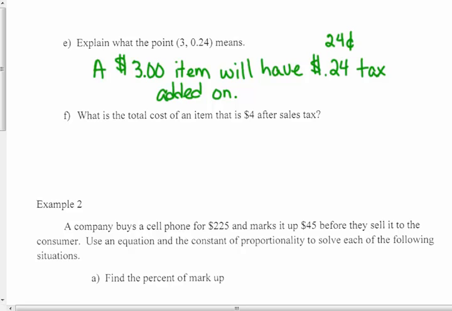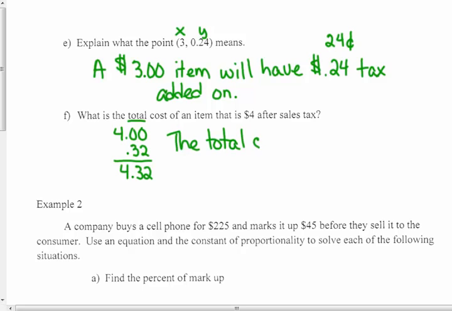$3, that's the x, the cost of the item. 0.24, 24 cents, that's the y, that's the tax. What is the total cost of an item that is $4 after sales tax? Well, $4 for the item, the tax, 32 cents, so the total cost would be $4.32.